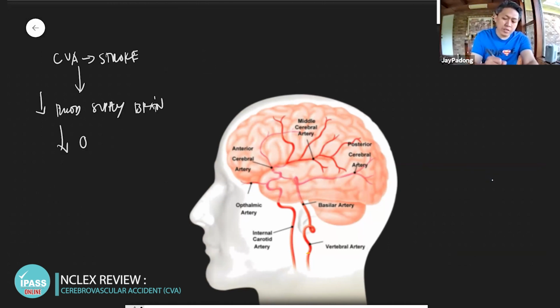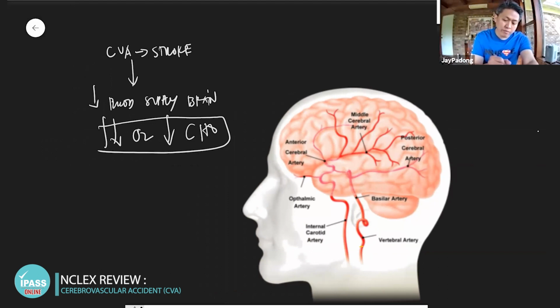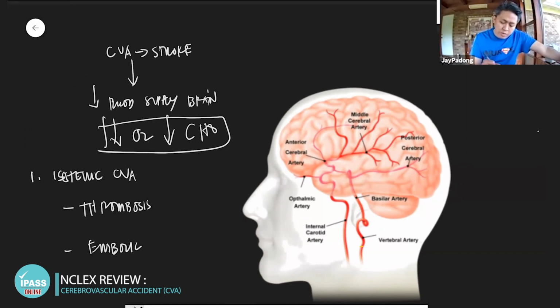So decreased O2, decreased glucose. That's the main mechanism here. As for risk factors, there are two types of stroke, by the way. So what are the two types? We have, for example, ischemic CVA, which is by way of your thrombosis, as well as embolic CVA. And shall I include here watershed stroke?